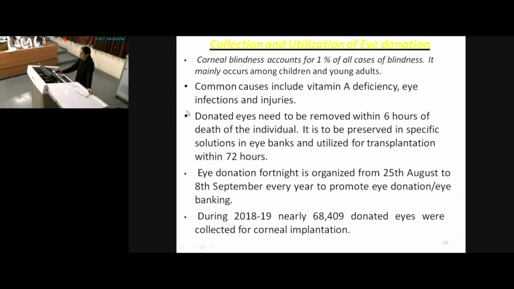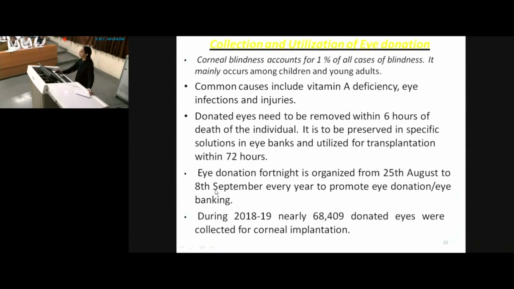After that, all the effort will be useless. It is to be preserved in specific solutions in eye banks and utilized for transplantation within 72 hours. Remove in 6 hours, transplant within 72 hours. When is the Eye donation fortnight? This is also an important question. 25th August to 8 September.